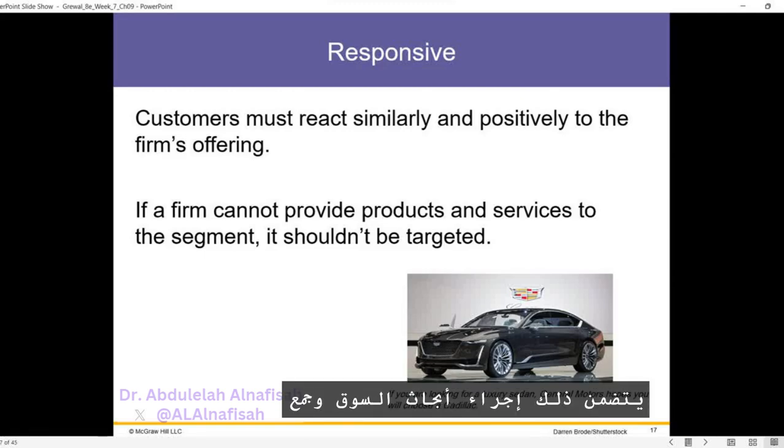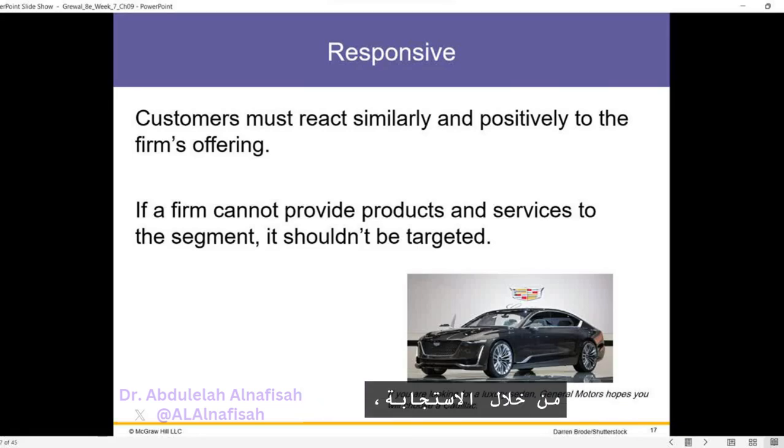This involves conducting market research, gathering customer insights, and continuously monitoring and understanding the evolving needs and preferences of the target market. By being responsive, a company can tailor its offerings, marketing strategies, and customer experiences to meet the unique requirements of the target segment. This may involve customizing products or services, providing personalized customer support, offering relevant promotions or incentives, or adopting any other strategies that enhance customer satisfaction and loyalty.